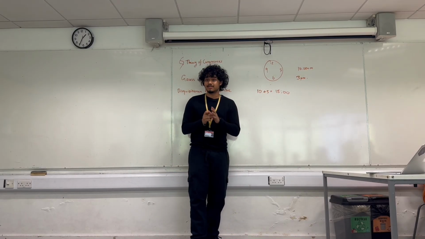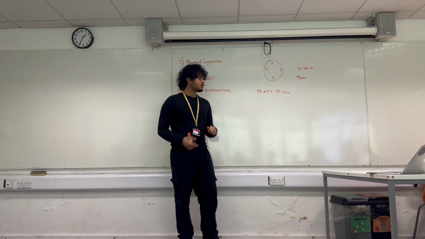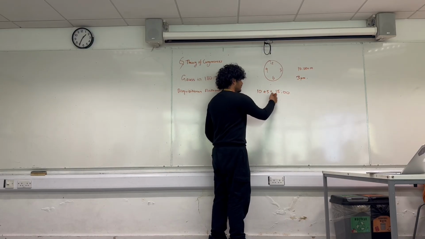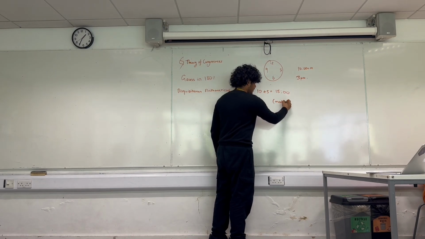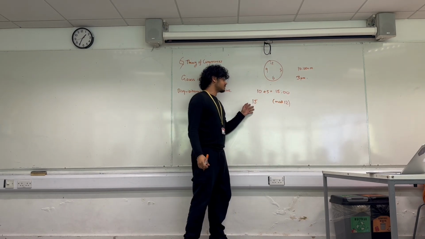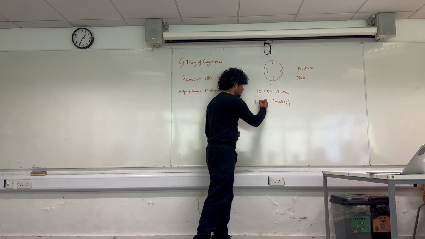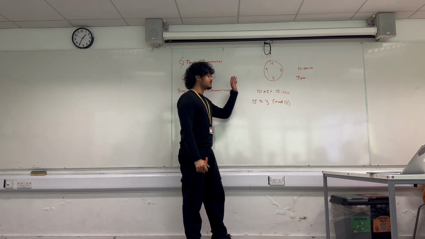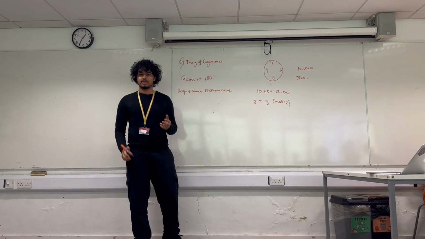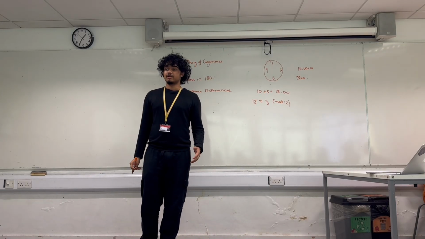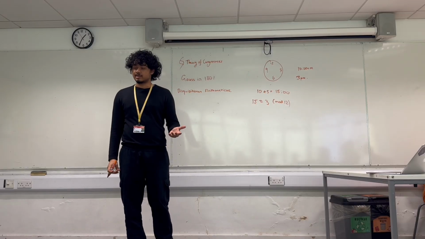We use modular arithmetic literally every single day without knowing about it. So when we did 10 plus 5, we did 15, and then we used mod 12. And then what is the remainder when 15 is divided by 12? Jaden? 3. So 15 is congruent to 3 mod 12. So in this 12-hour clock, if I give you any sort of number as time, then you can take mod 12 to find out what the corresponding time will be.